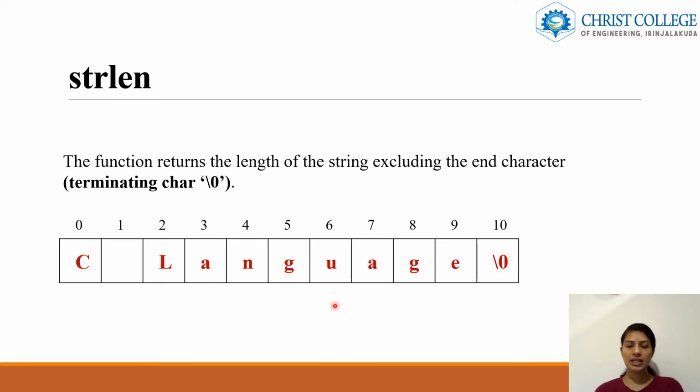So let us look at an example. Here we have a string C language. So what will be the output if you are calculating the length of the string using the strlen function? Here let us start counting: 1, 2, 3, 4, 5, 6, 7, 8, 9, 10. So when we give this particular string as input to the strlen function, we will get output as 10.